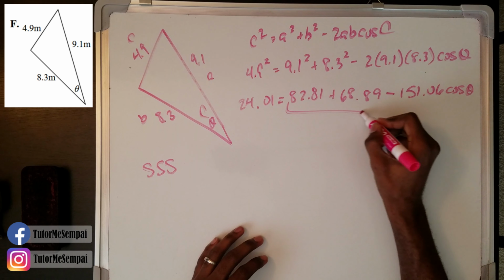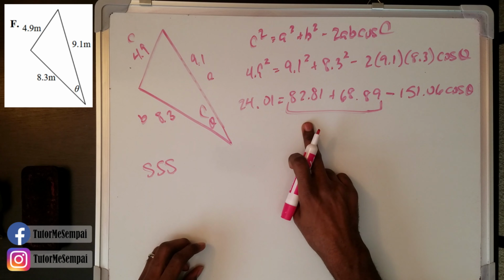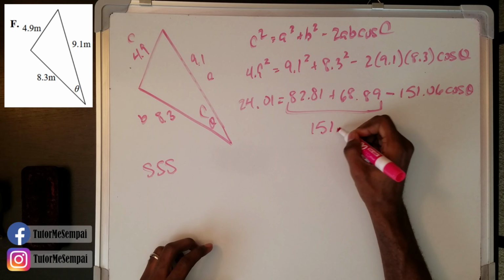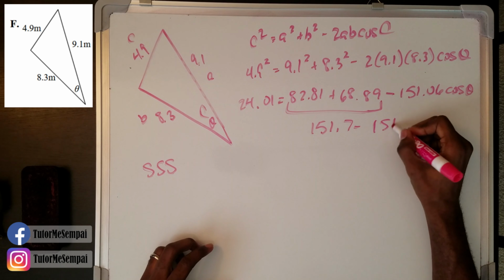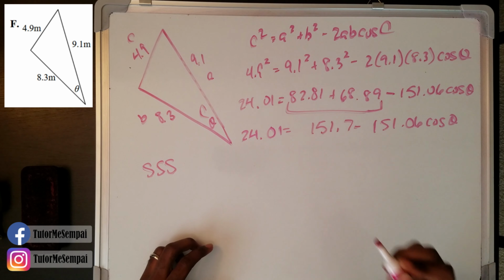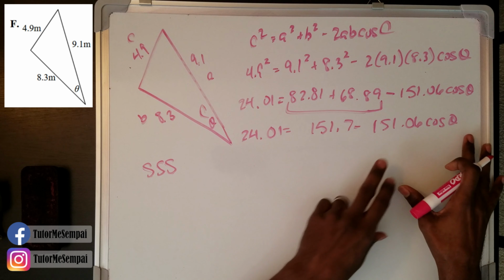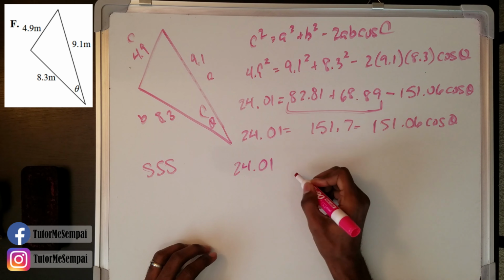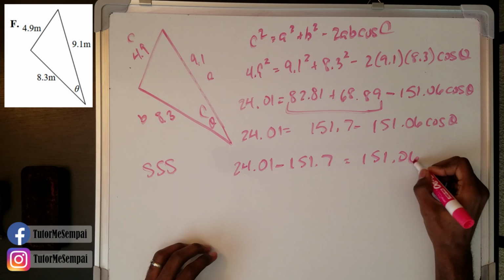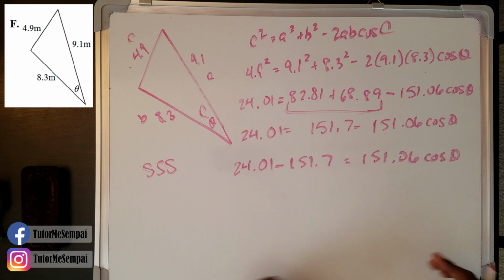So the first thing we do is let's combine these and shift them over to the other side. So 82.81 plus 68.89 is going to result in 151.7 minus 151.06 times cosine theta, and that's going to equal our 24.01. So we're going to subtract this 151.7 from both sides to get this by itself. So we have 24.01 minus 151.7 equals 151.06 cosine of theta. So now we have to divide both sides by 151.06 to get cosine theta by itself.